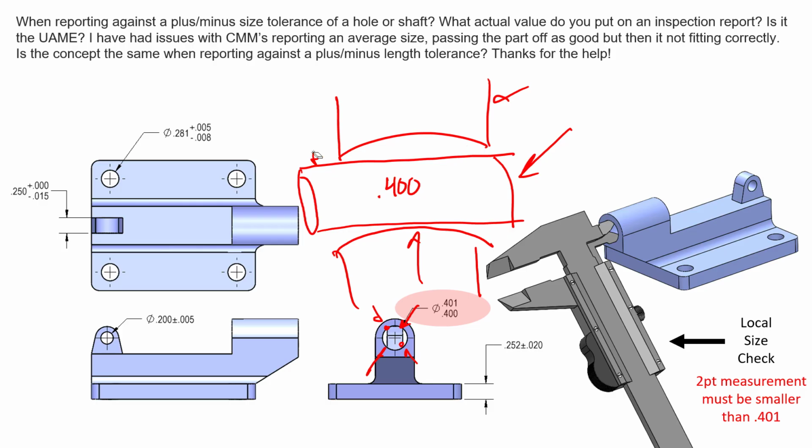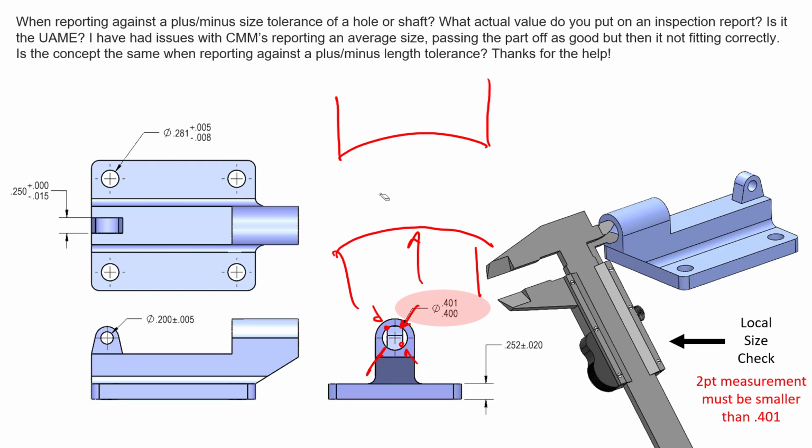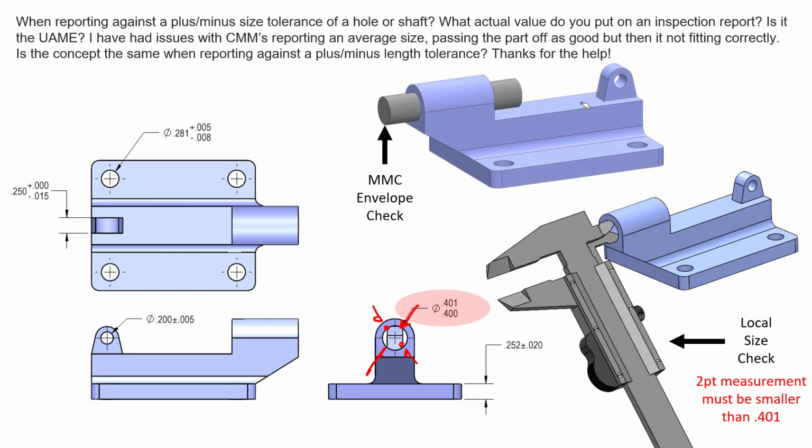And so if you have a pin that comes in here, a best fit pin needs to be at least MMC or larger. And then we're checking the local sizes as well to check the other side of things. So between checking the envelope like this and the local size like that, those are the two absolute minimum requirements to check a size dimension. If you just did one or the other, that's not enough. You need to understand local size as well as that envelope check.